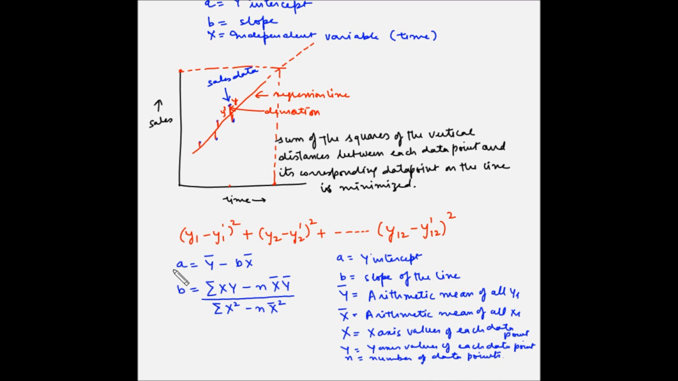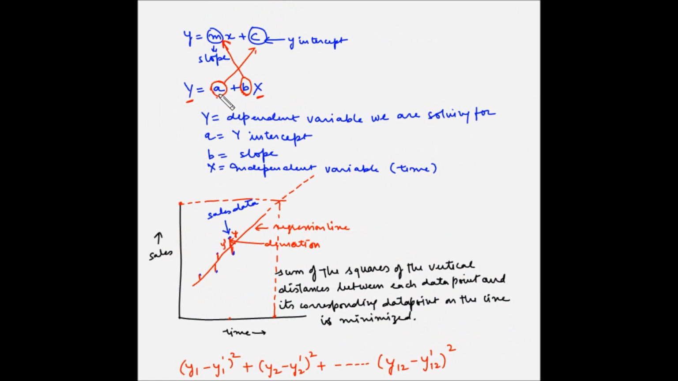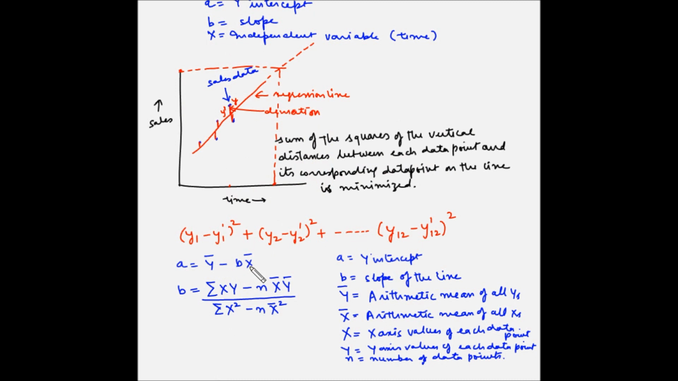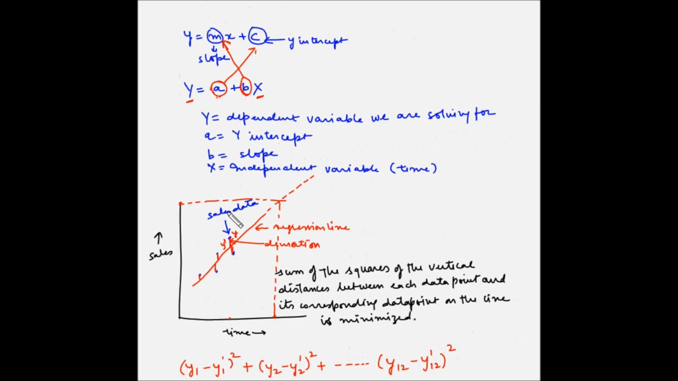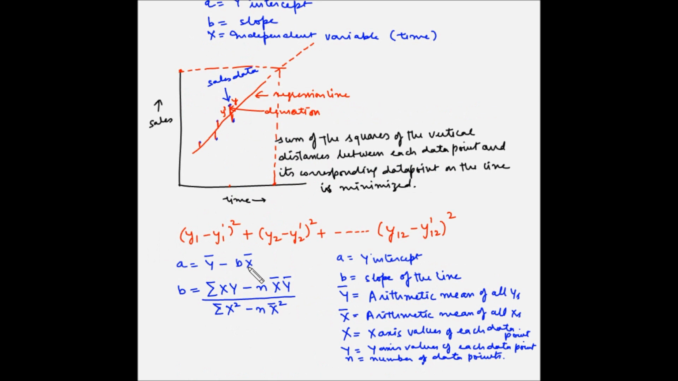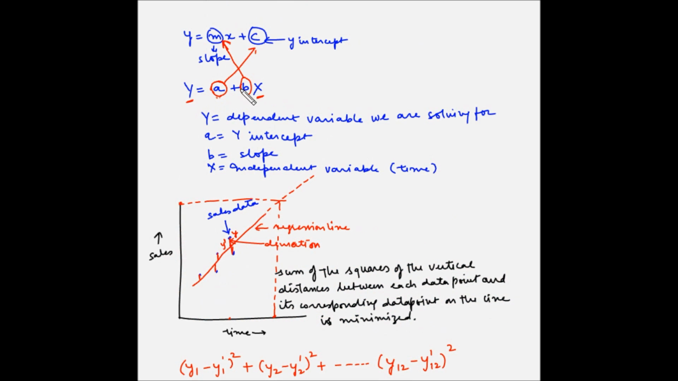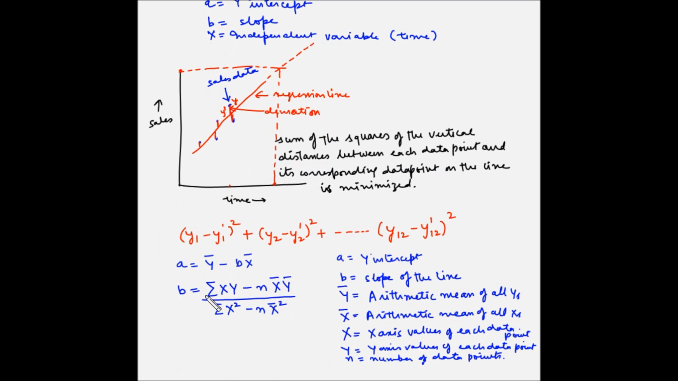So here basically for A, what we have done is we have brought bx on the other side, so it becomes y minus bx. Now since we have multiple values of x and y, we are considering the mean values of x and y, that's why x bar and y bar. So A is derived from here, but A can be derived only if B is known, and B is equal to sigma xy minus n x bar y bar divided by sigma x square minus n into x bar square.